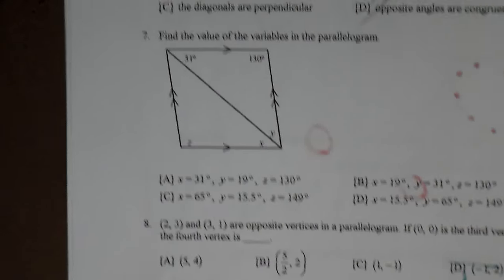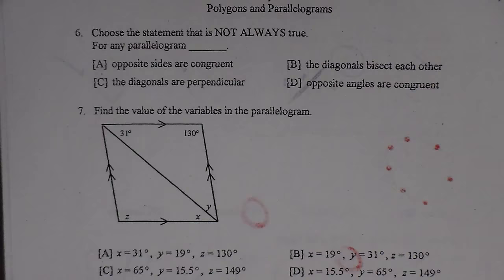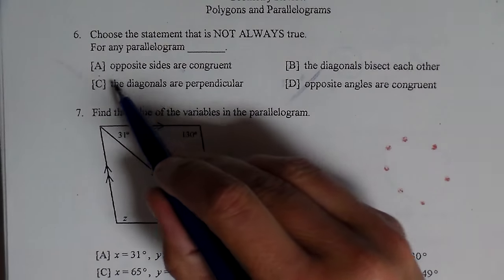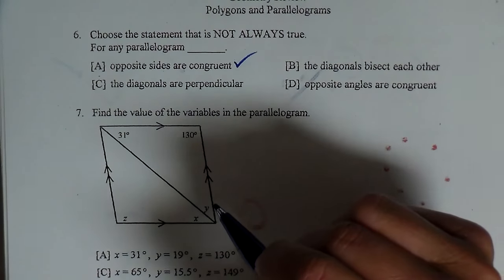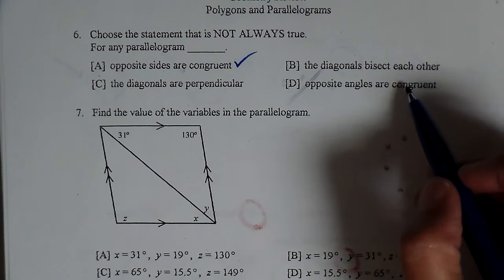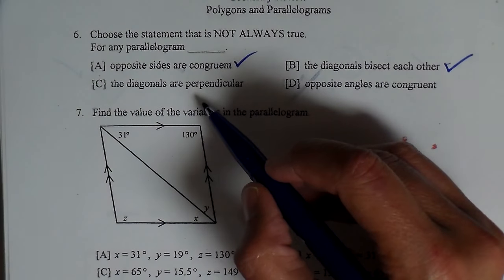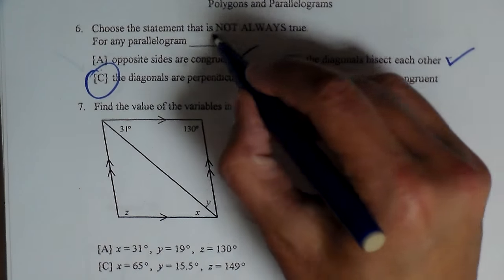All right, so if you go to the next page, sorry, some of my marker is bleeding through here. Number 6 says, choose the statement that is not always true for any parallelogram. So A, opposite sides are congruent. That's always true. B, the diagonals bisect each other. That's always true. C, the diagonals are perpendicular. That is your answer. That is not always true.